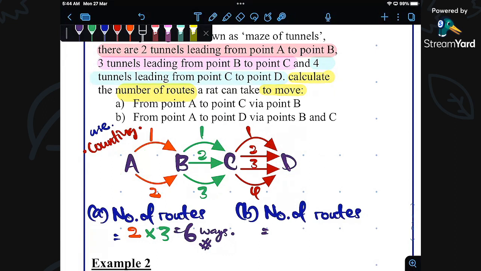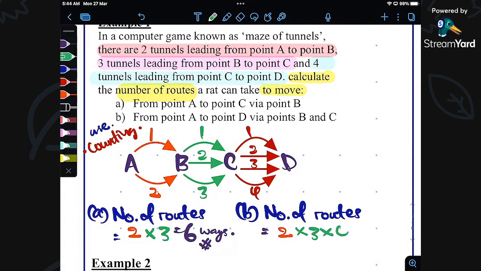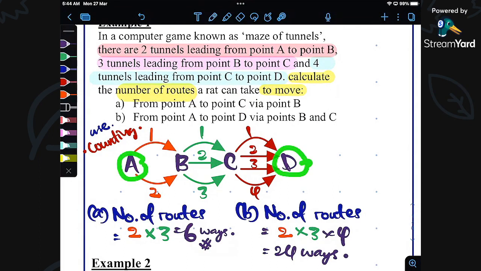For now, I give you the answer. The answer is just 2 times 3, and then times 4, you will get 24. So it's just very simple. 2 times 3, and then times the 4. It will give us 24 ways of journey from point A to point D. That is the use of counting.